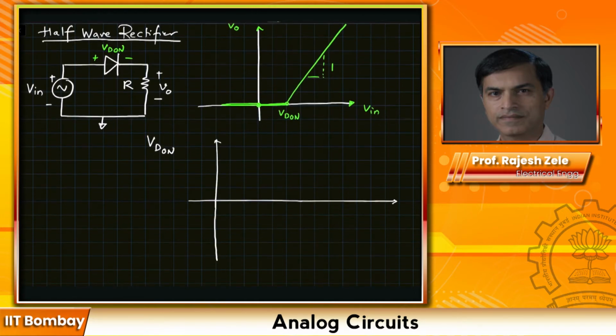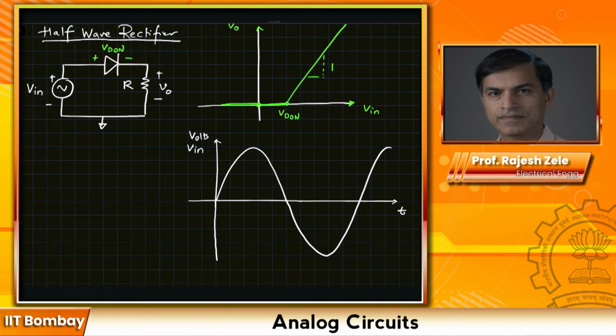Let's draw the incoming sine wave. That would look something like this. What would the output waveform look like? I want you to think about it and try to attempt it on your own before I explain the answer to you. As I said again, the diode will turn on when Vin reaches V_D,on.